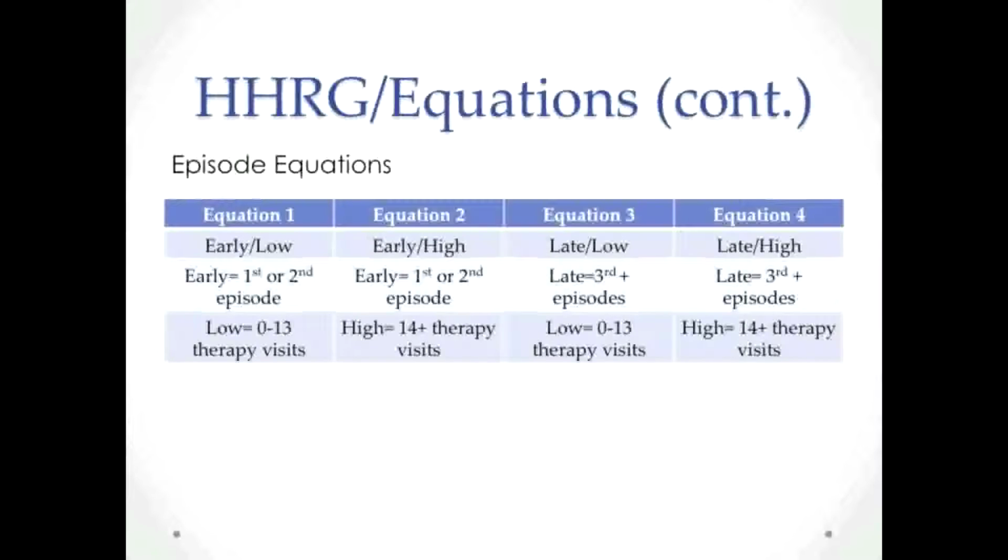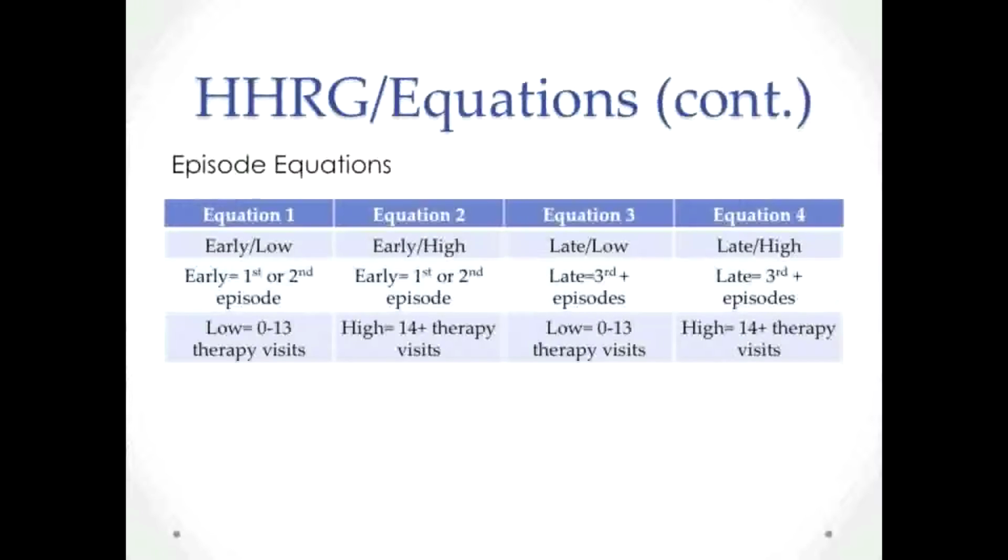And then on your episode equations, you have 4 equations: equation 1, 2, 3, and 4. Your episode timing is either early or late. Early is the first or second episode. Late is the third episode and any episodes to follow that. On your equation number 1, it's an early low, which means it's an early episode, either the first or the second. And they have low therapy utilization, 0 to 13 therapy visits that will be scheduled.